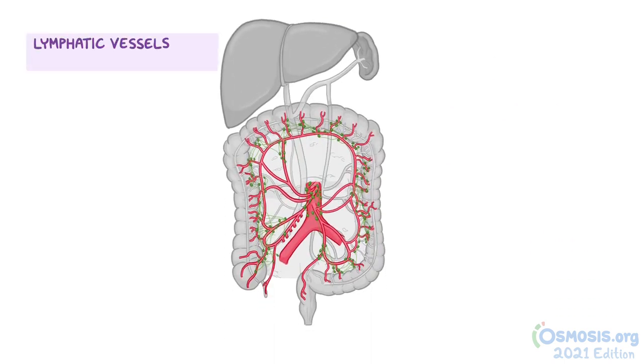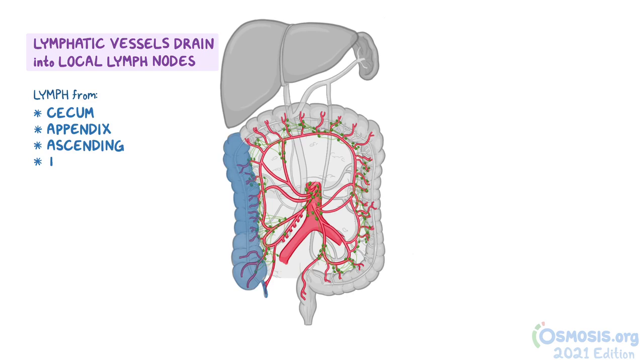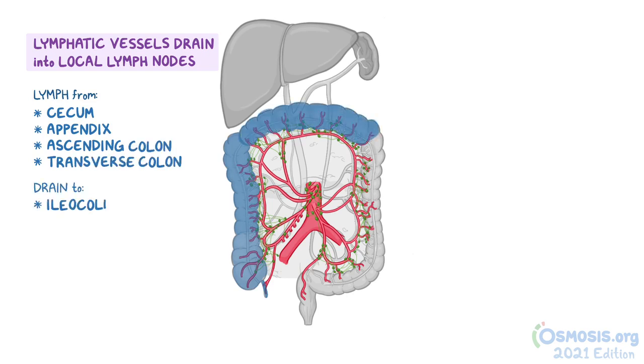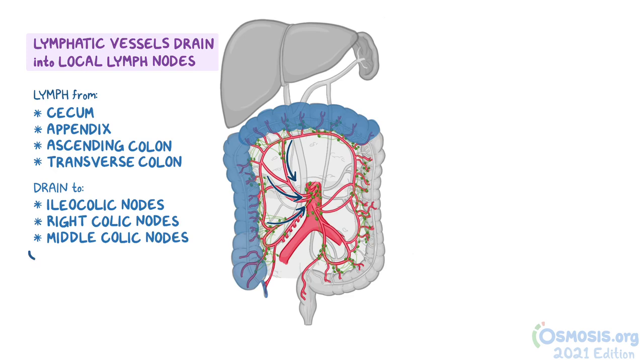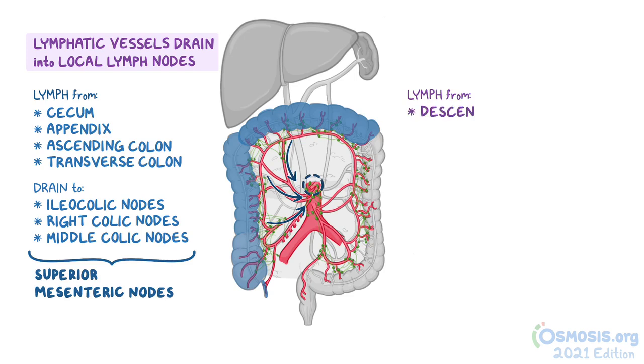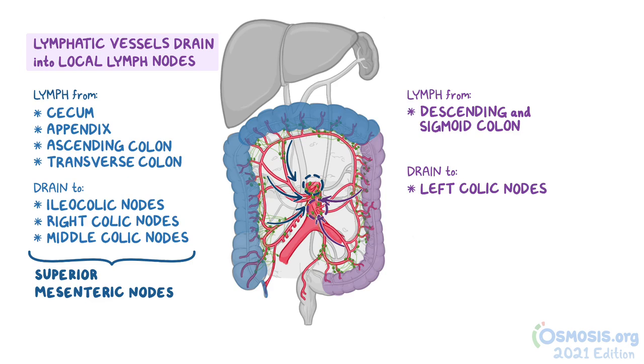Lymphatic vessels of the large intestine drain into the local lymph nodes around the intestines and then into lymph nodes following the arteries that supply those regions. Therefore, the lymph from the cecum, appendix, ascending, and transverse colon flows to the ileocolic nodes, right colic nodes, and middle colic nodes, respectively, which all drain into the superior mesenteric lymph nodes. Lymphatics from the descending and sigmoid colon drain into the left colic lymph nodes along the left colic artery and eventually pass into the inferior mesenteric lymph nodes.